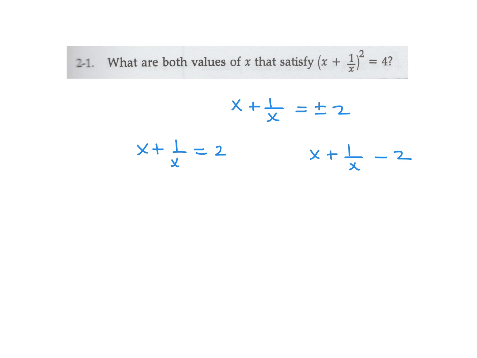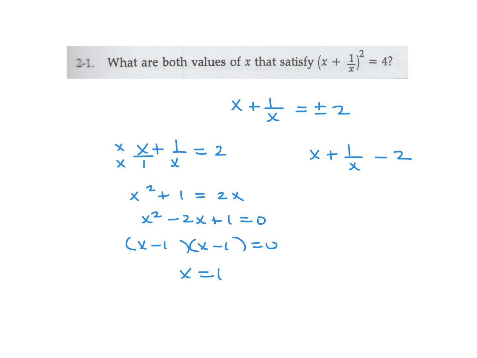Okay, now some of you might be able to do this by inspection, but if you can't, not a problem. I'll do it the long way. Get a common denominator. That'll be x squared plus 1 is equal to 2x. And then put everything on one side. And that would be x squared minus 2x plus 1. And I think that factors x minus 1, x minus 1. So there we go. The first one would be 1, the first root.